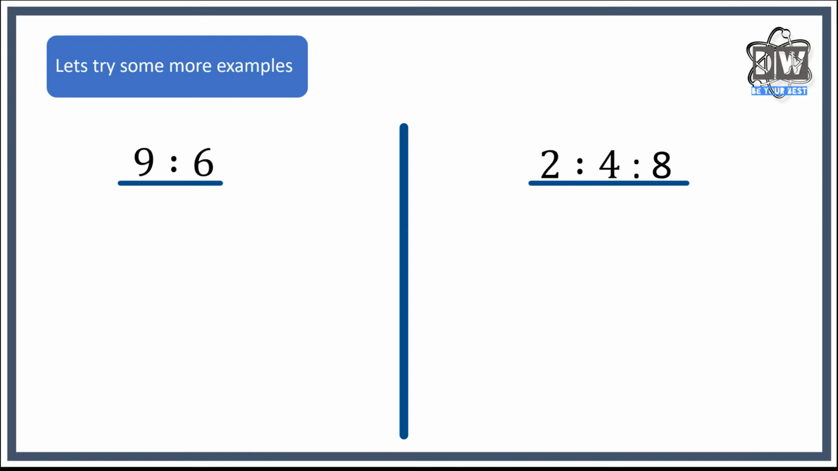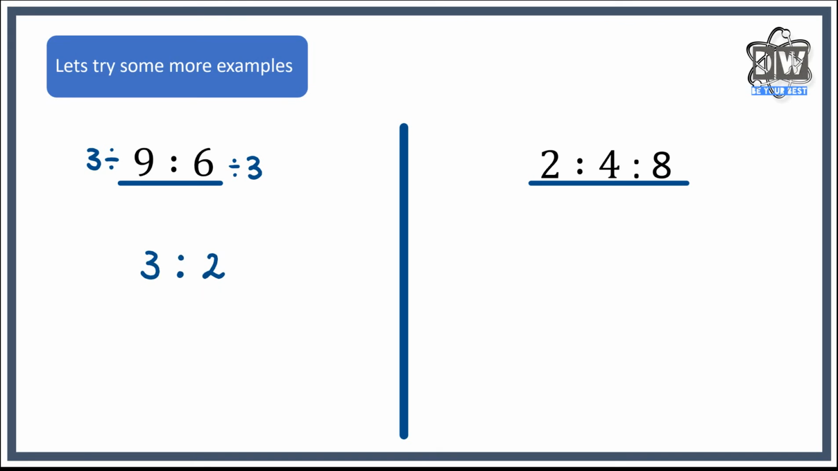So what number goes into both these numbers? Well, 3 does, doesn't it? So I'm going to divide both sides by 3. And 9 divided by 3 gives me 3. 6 divided by 3 gives me 2. So that ratio is now in its simplest form.